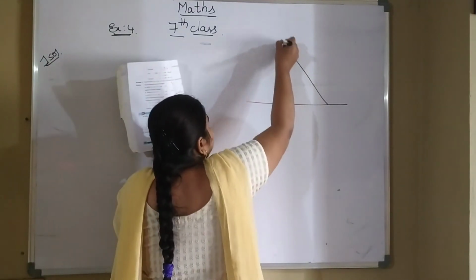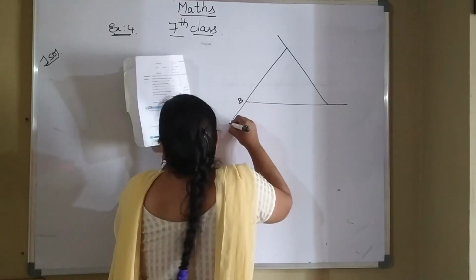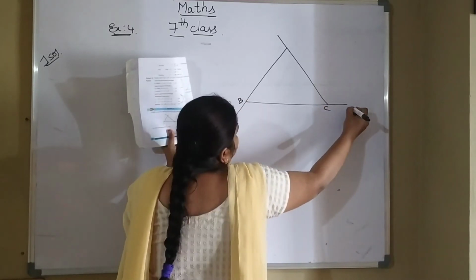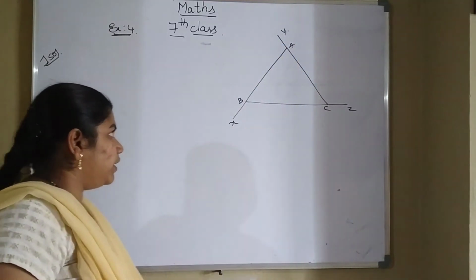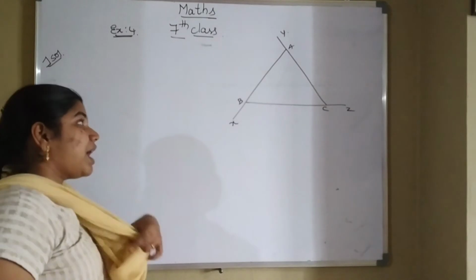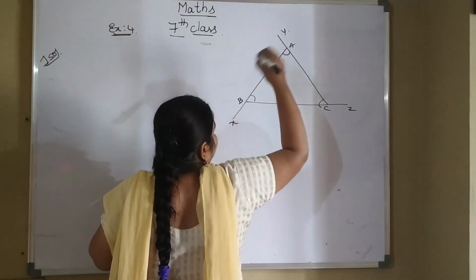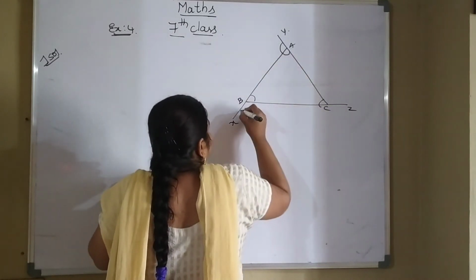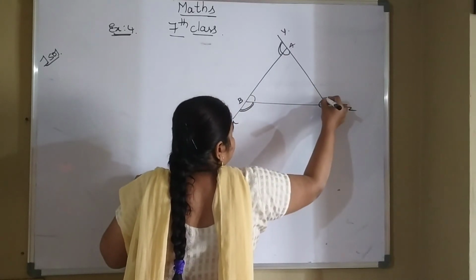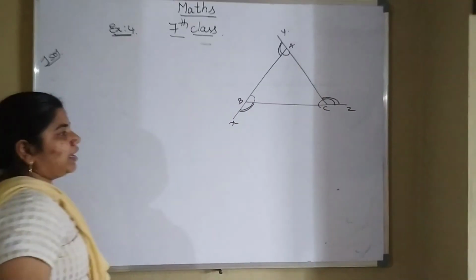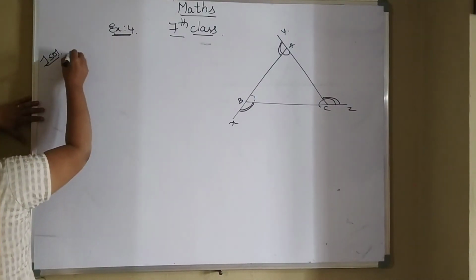So here, B, X, C, Z, A, Y. We have to write the interior angles and exterior angles. I am writing again in 3 alphabets. These are interior angles. These are exterior angles. This double marking is exterior angles. Single marking is interior angles. So we have to write these here. First, interior angles.